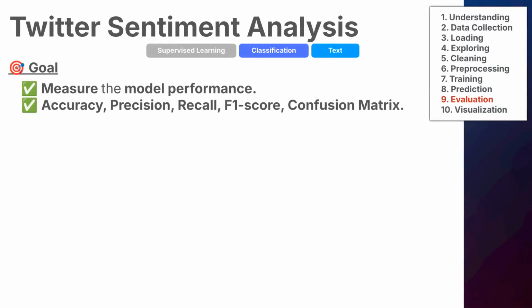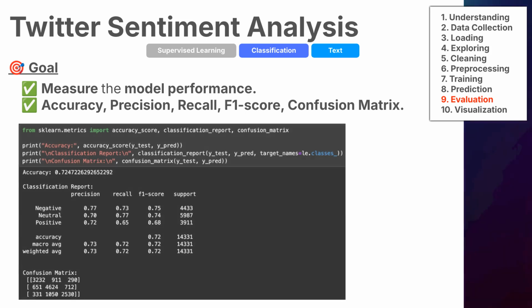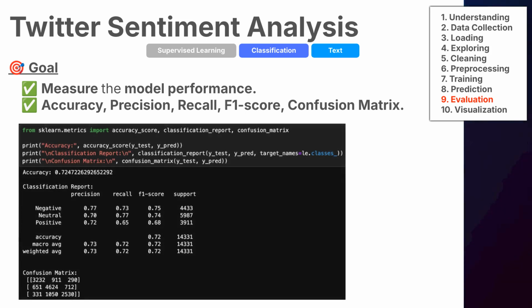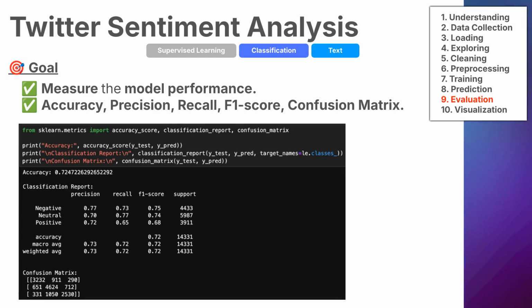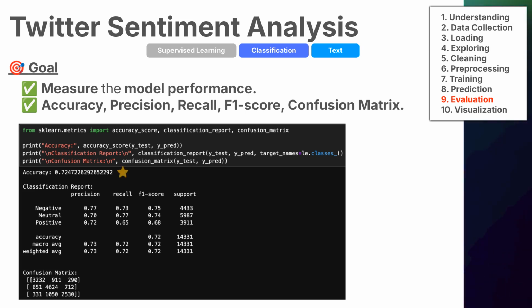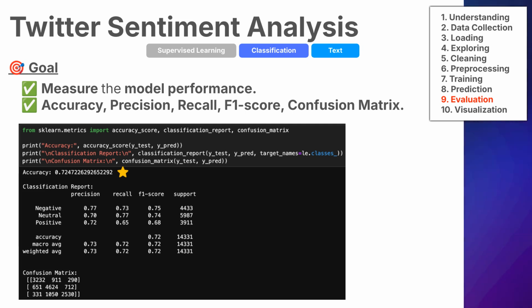9. Evaluation. The goal of this step is to measure how well the model performed on the test data using common evaluation metrics like accuracy, precision, recall, F1 score, and the confusion matrix. First, accuracy score. Accuracy is the percentage of correct predictions out of all predictions. In this case, the model correctly predicted the sentiment for about 72.5% of the tweets in the test set. This is a good baseline for a 3-class classification task.